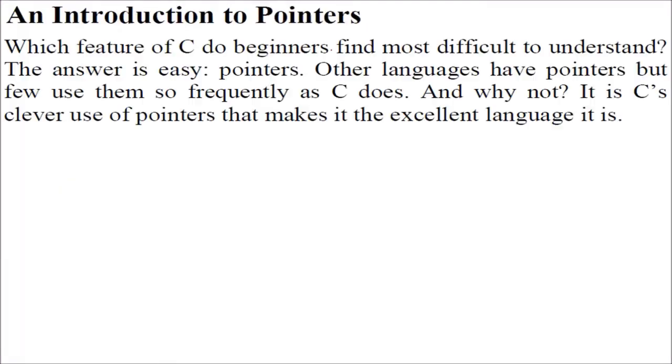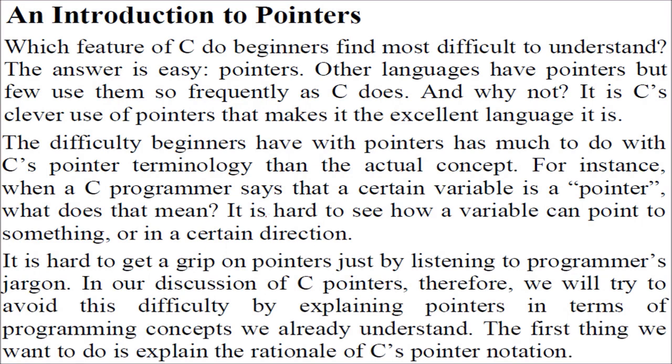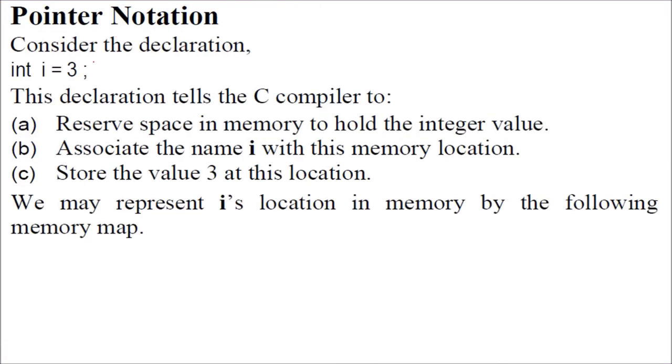An introduction to pointers. Pointers are nothing but addresses. A pointer points to an address. So whenever we are talking about pointers, we are dealing with addresses. Pointer notation, just consider int i equal to 3. Whenever you do this declaration, what happens? There will be, in memory, now we are dealing with memory. Right now we are actually going to the hardware. So in that hardware or memory, you will have a location where 3 will be placed, and 3 is an integer. This location will be known by the name i, or we associate this name i with this memory location, and store a 3 here. This is a memory space which is reserved for the integer value.